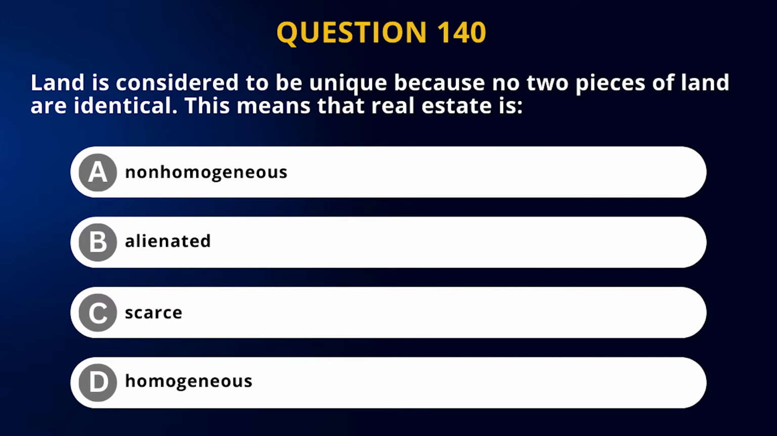Question number 140. Land is considered to be unique because no two pieces of land are identical. This means that real estate is letter A, non-homogeneous. Letter B, alienated. Letter C, scarce. Letter D, homogeneous.